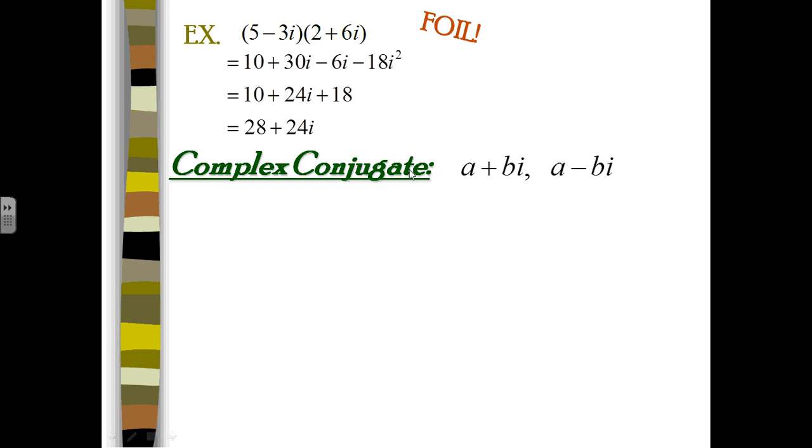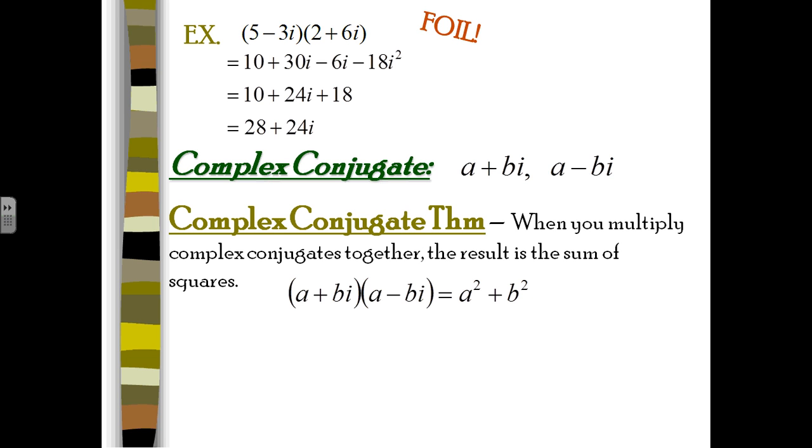Okay, so we've talked about conjugates before. There is such a thing as a complex conjugate, so that's when you're dealing with these complex numbers. And of course, they come in pairs, and they're almost exactly identical to each other, only in one you're adding the bi, and in the other one you're subtracting the bi. And what's interesting is that there's a complex conjugate theorem that says that when you multiply complex conjugates together, the result is the sum of squares.